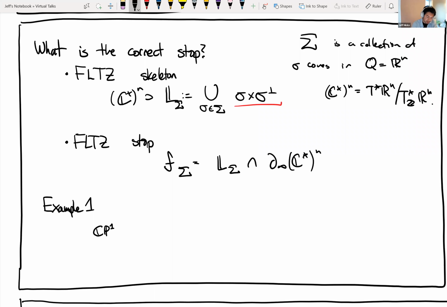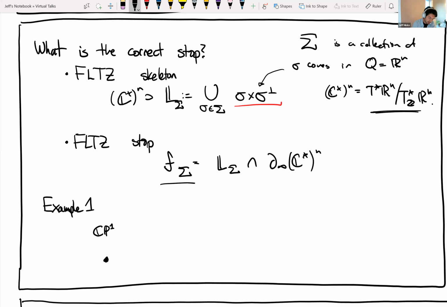And so to each cone sigma, I can look at the conormal to that cone, or the positive conormal to the cone, which is the subset sigma cross sigma perp inside of C star R^n when it's been identified with T star R^n mod T star Z^n. So that's giving me some Lagrangian inside of C star to the n. In order to obtain a Legendrian, I'm going to take that Lagrangian and I'm going to intersect it with the contact boundary.